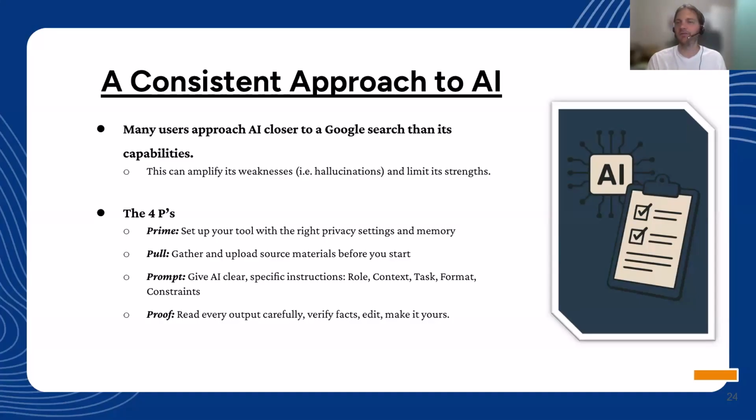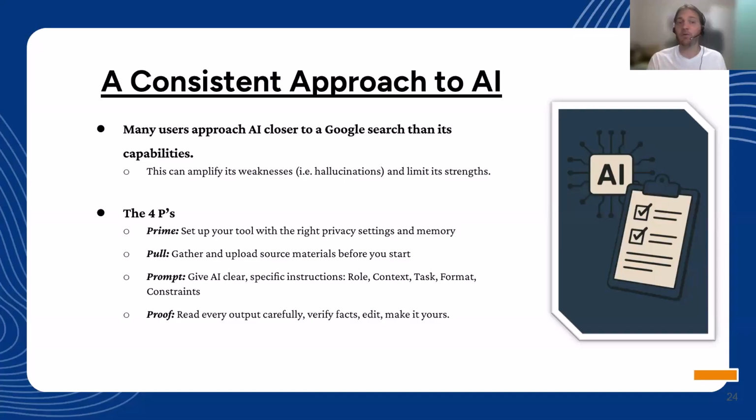Just on a high level, the first one is prime. This is setting up your tool with the right privacy settings and memory. That means understanding privacy, making sure that you are only sharing secure information, and updating your tool's internal memory. So this is just that first step, that preparation step.